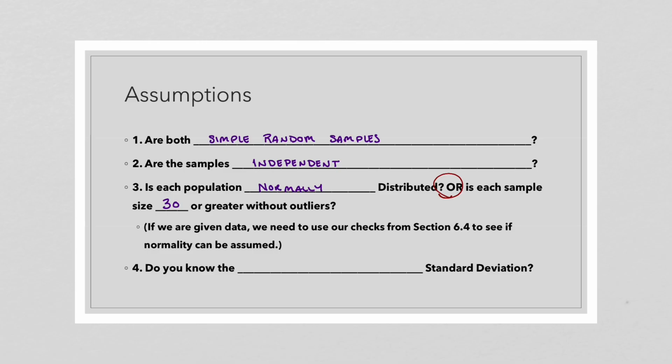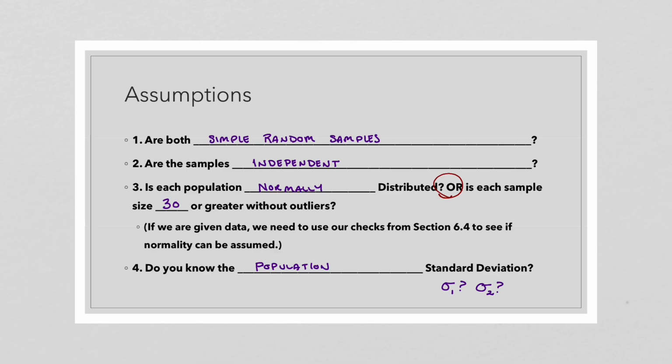And finally, for number 4, do you know the population standard deviations for each group? So you want to essentially know sigma sub 1 and sigma sub 2. Most likely, though, you probably won't know this information.